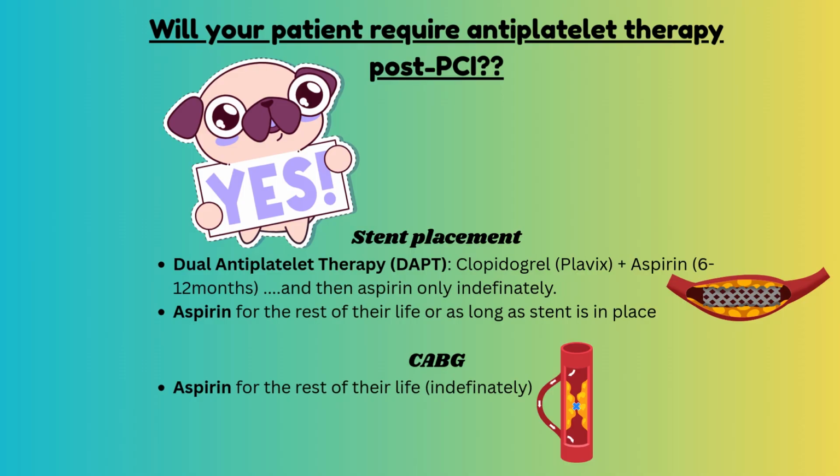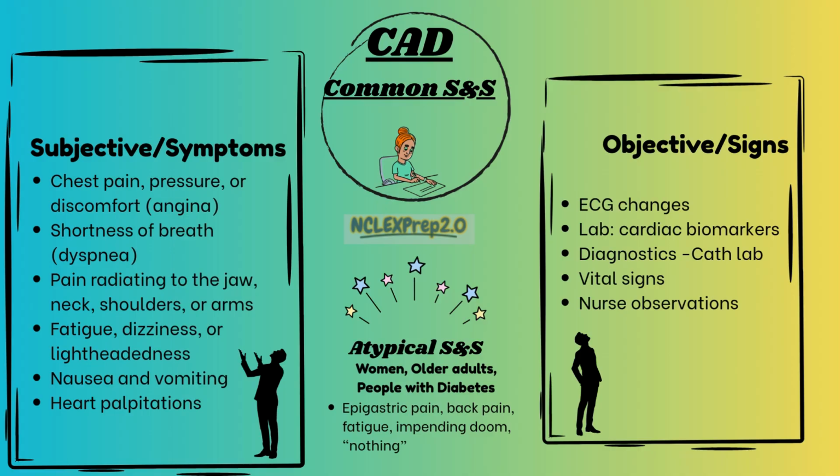So, for post-stent placement, they can be started on a dual antiplatelet therapy, like I said, which includes Plavix and aspirin for about 6 to 12 months, just because the platelets are highly likely to clump or stick on the stent during this time. After the 12 months, they can just stay on aspirin alone. As long as they have the stent, they have to take aspirin, or until it's contraindicated to take the aspirin. For example, patients who have a brain bleed or a stroke, the doctor may say stop taking the aspirin. For CABG as well, they also stay on aspirin indefinitely.